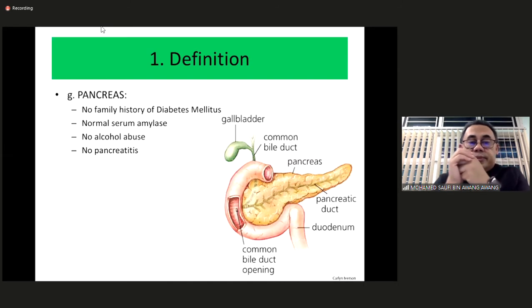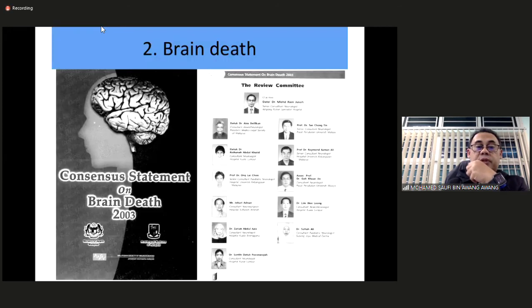All right, pancreas. You may be surprised. Yes, the pancreas can also be harvested as part of organ transplantation, provided there's no history of diabetes, because the insulin is derived from the pancreas. You have to ensure that the serum amylase is normal, the patient has no history of alcohol abuse, and no history of inflammation or pancreatitis involving the pancreas. So these are the preconditions for pancreas transplantation.